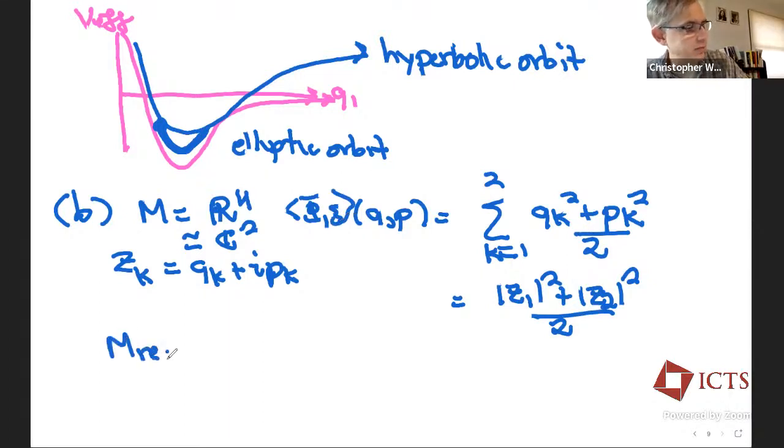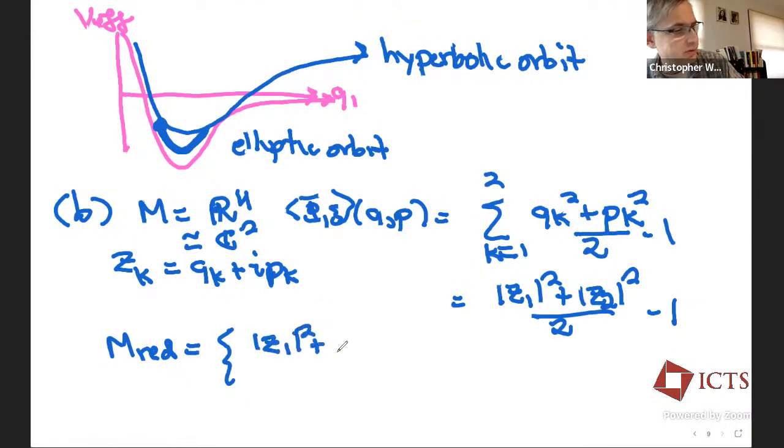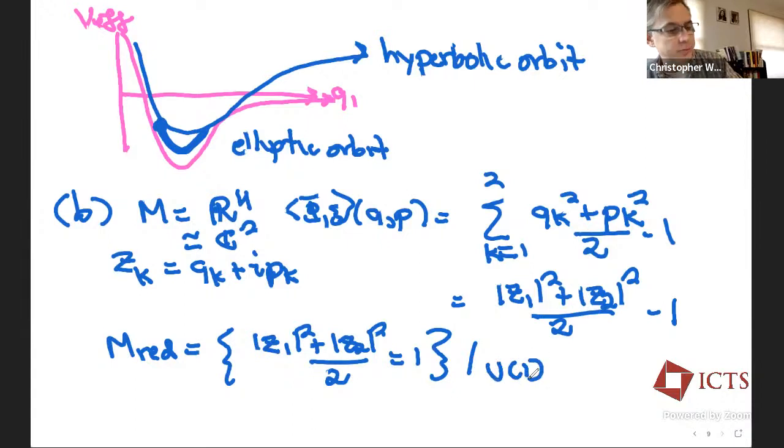So then the M reduced would mean I take, let's subtract 1 from this so that my zero level set is not just a point, and so then I get z1 squared plus z2 squared over 2 equals 1, and I quotient by SO2. SO2 is the same thing as the group U1 acting by scalar multiplication. So then this gives me the complex projective line.